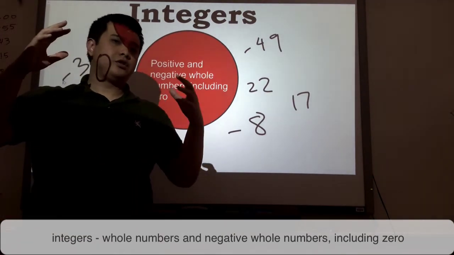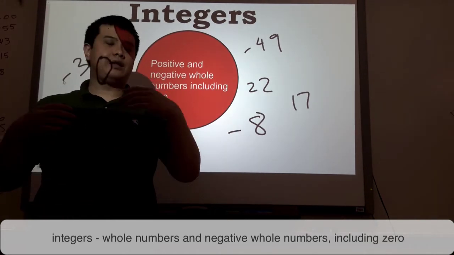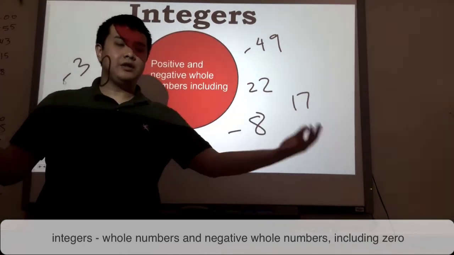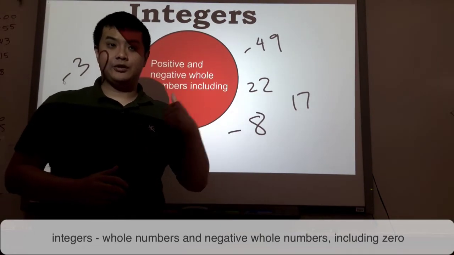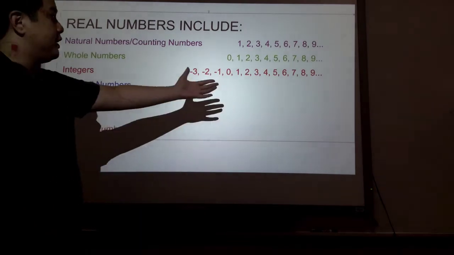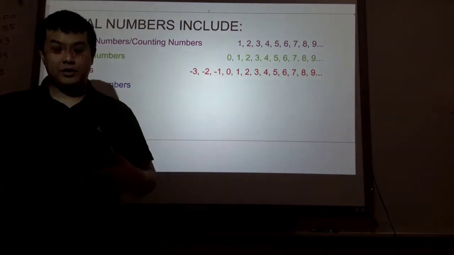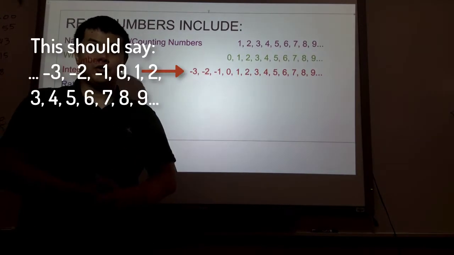So we start with just the counting numbers, we add 0 to make whole numbers, and then we include negatives, which gets us our integers. So over here, please fill in these as well, indicating that the negative numbers were included to create integers.